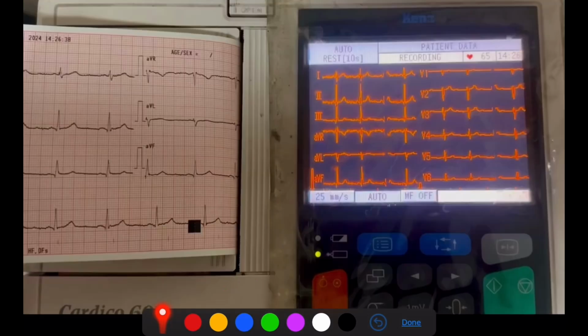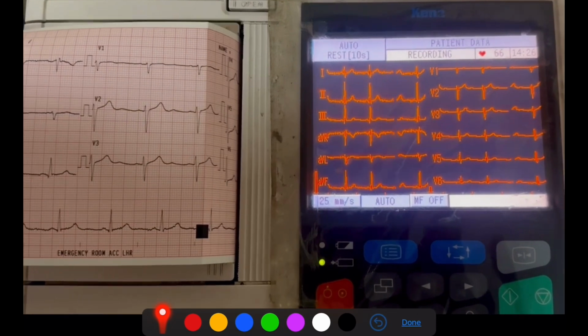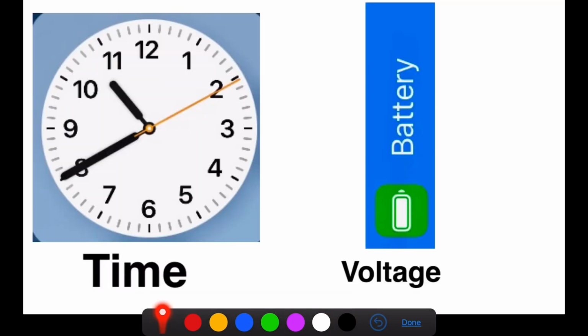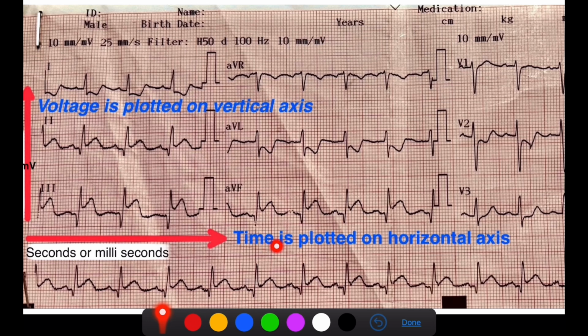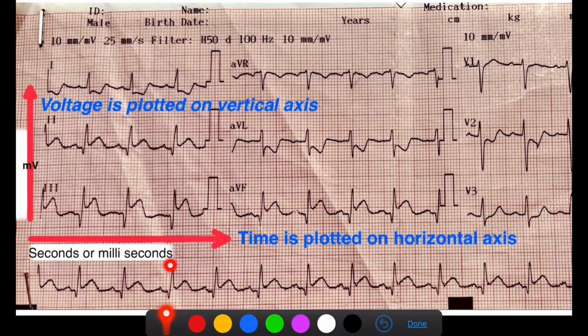ECG is actually a moving graph paper. But before you start interpreting ECG, always remember two basic settings, that is time and voltage. On ECG paper, time is plotted in seconds or milliseconds on the horizontal axis and voltage is plotted in millivolts along the vertical axis. That's why we calculate heart rate along the horizontal axis and we measure amplitude of the different waves, for example, amplitude of the QRS complex along the vertical axis.